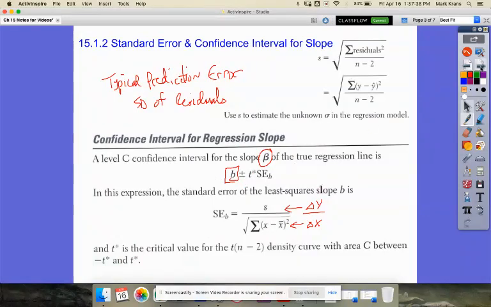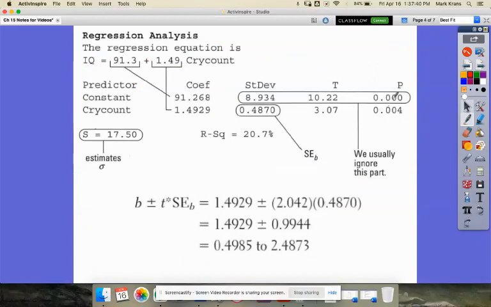Well, if you are given a silver platter like this that we're used to seeing, this one actually gave you the least squares regression line. You can see that the constant is your y-intercept. The cry count, this is for data on how much a baby cries and predicted IQ, is your slope. This other stuff we get to just ignore. We're not doing inference on the y-intercept. We're doing inference on the slope.